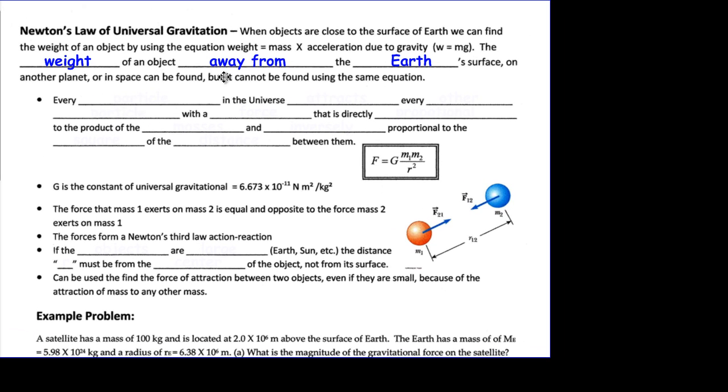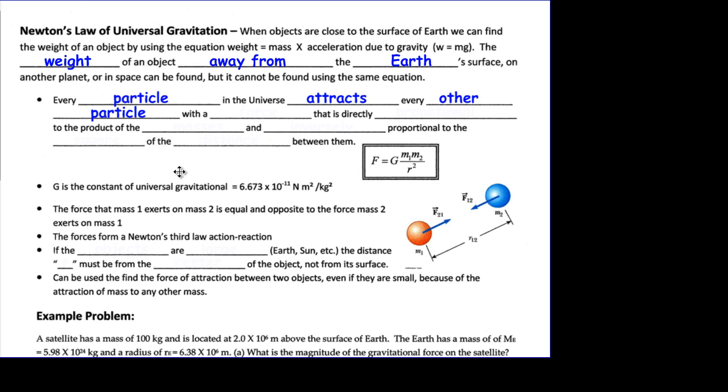Well, the weight of an object away from the Earth's surface, on another planet, on a moon, in deep space, it can be found, but you can't use the same equation, right? Because the acceleration of gravity is no longer 10 when you're on a different planet, or when you get away from the Earth's surface, it changes drastically. So we need to do something else. So we're going to use Newton's law of universal gravitation.